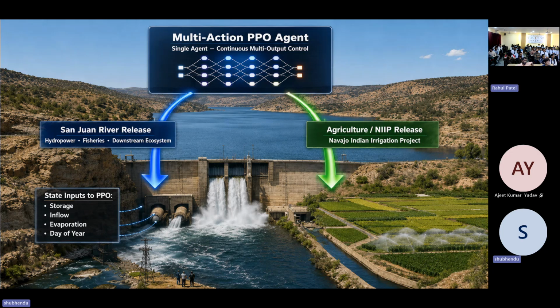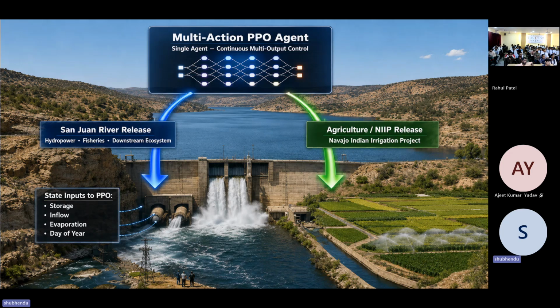Let's say this diagram is just for illustration. Let's say there's an agent and there's a reservoir. It's the same Navajo reservoir, but let's say there's a different stream of water, which accounts for hydropower, fisheries, and downstream ecosystem. And there's a separate stream of water, which accounts for the agriculture purpose. So the agent has to be multi-action.